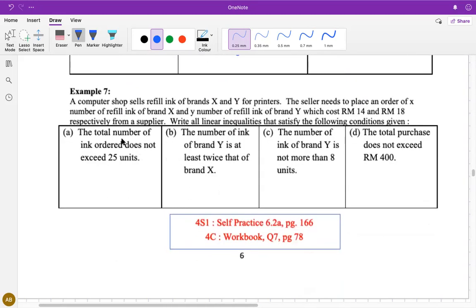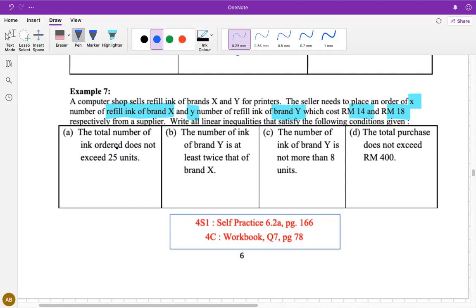Number 7, the computer shop sells refill ink of brand X and Y for printers. The seller needs to place an order of X number of refill ink of brand X. Then Y will represent the number of refill ink for brand Y, costing 14 ringgit and 18 ringgit respectively from a supplier. Write all the linear inequalities that satisfy the following conditions.